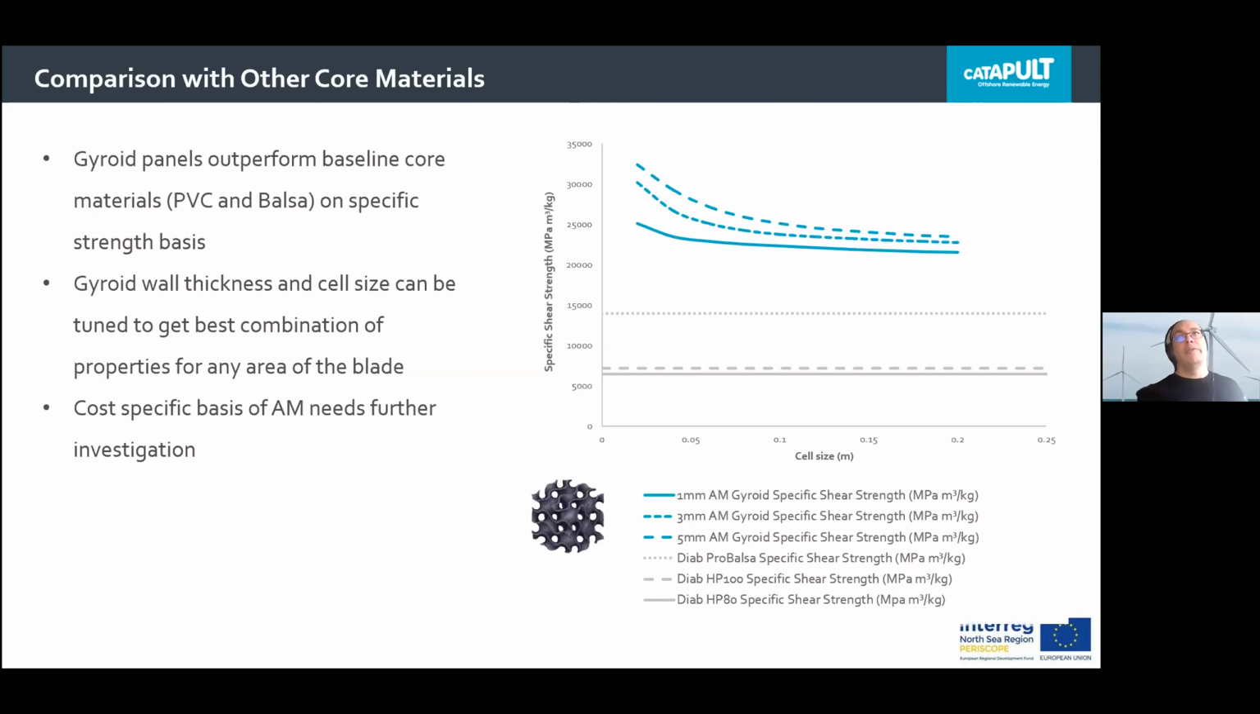So in comparison with other core materials typically used, here we've got a graph on the right there showing the specific shear strength of commonly used PVC core materials. And you can see in these gyroid configurations we have a clear advantage in specific shear strength. So it inherently means that for a given mass of material, we'd be able to achieve much higher strengths. So therefore we'd be able to save weight.